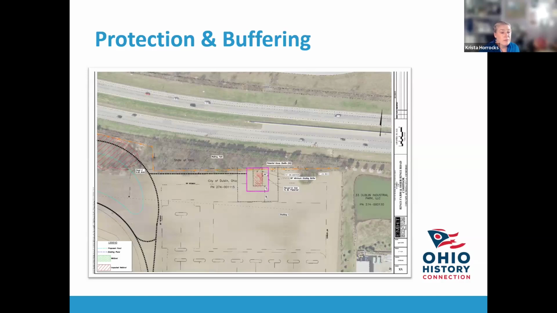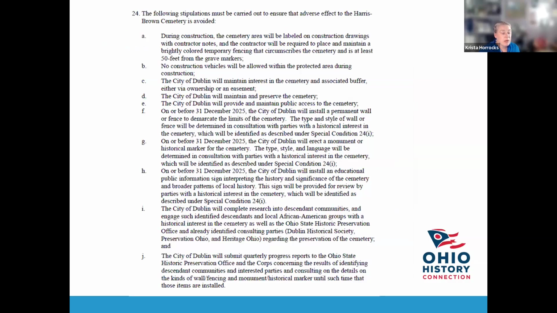There were areas to the south of the cemetery that were slated for future development, so the concern remained about long-term protections to the cemetery. So through the Section 106 process, a protection buffer was set up around the cemetery so any planned future development would not creep too close to the cemetery. The Brown Harris Cemetery was recommended eligible for listing under Criterion D of the National Register for its archaeological significance. And though it was determined the project would not adversely affect the cemetery, the project did not end there.